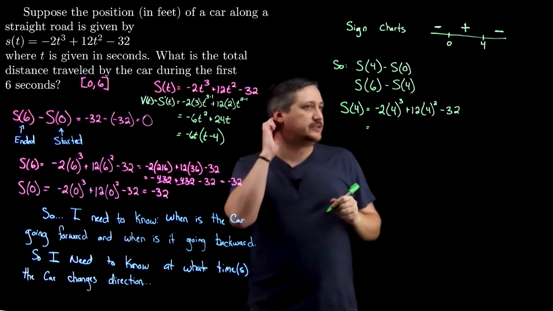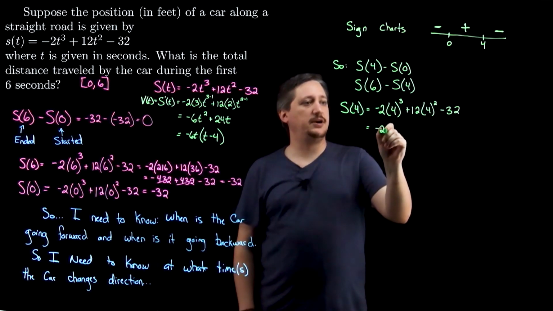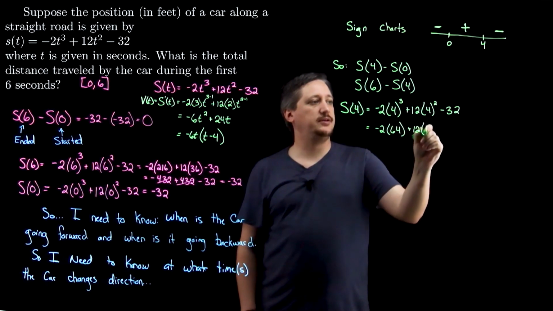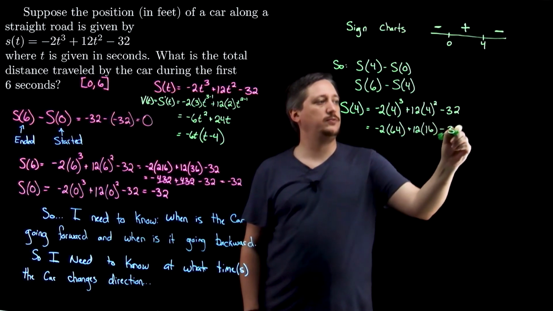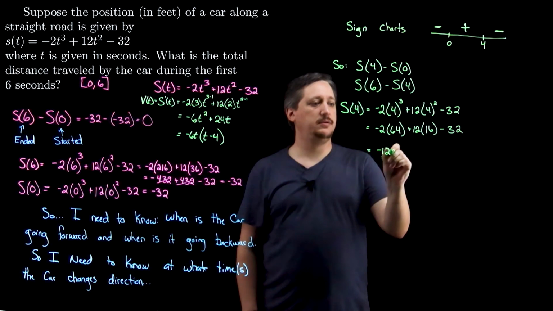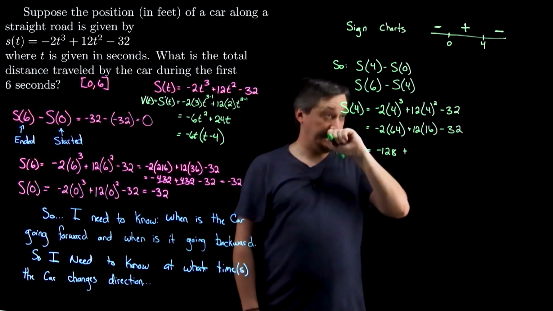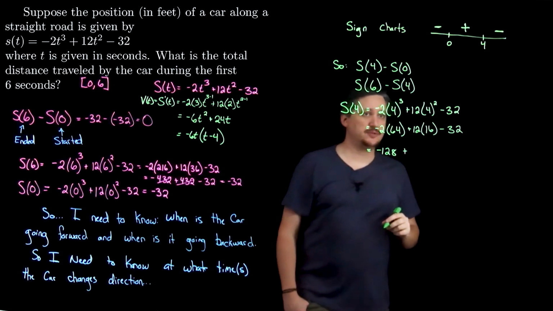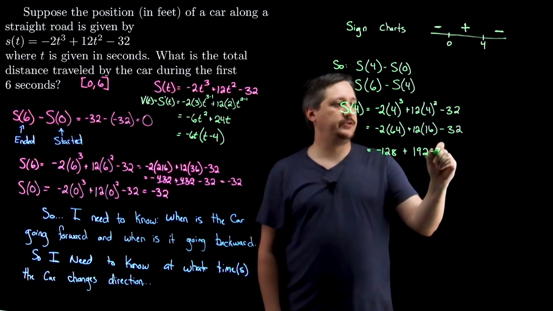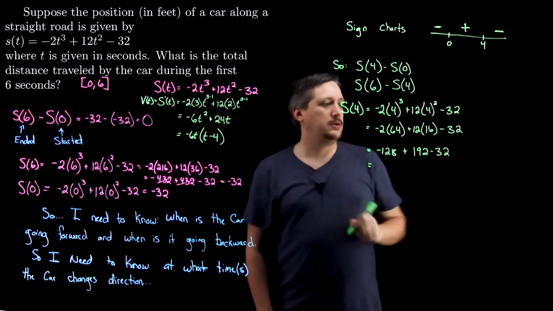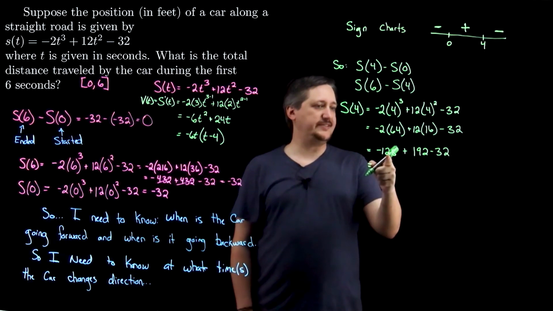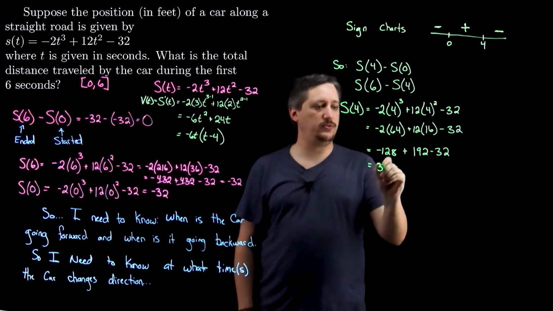So 4 cubed is 16 times 4 is 64, so minus 2 times 64 plus 12 times 16 minus 32, which is, let's see, negative 128 plus, so then that's going to be 160 plus 32, so that's going to be 192 minus 32. So my positives is just 192, my negatives is 160, so I'm going to get 32 as my result.